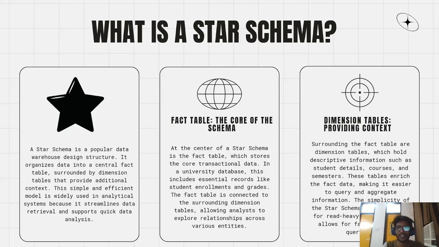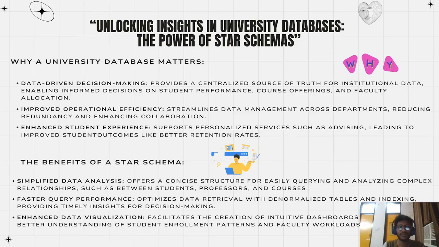The simplicity of the star schema makes it ideal for heavy operations such as in a university, where a student can enroll or drop from a course. We need fast information. Suppose a student is inquiring about his course or his department or his faculty name. The star schema is ideal for that and for efficient querying. So let's unlock the insights in the university database.